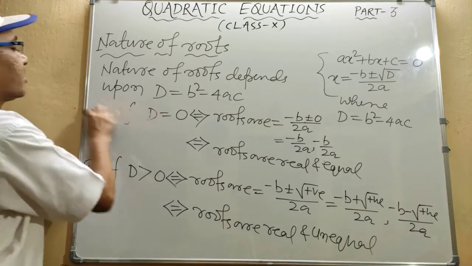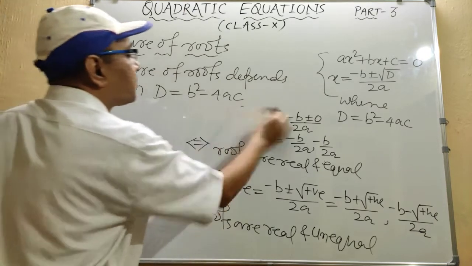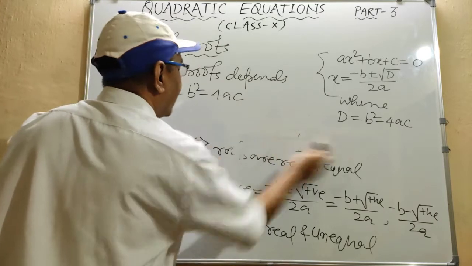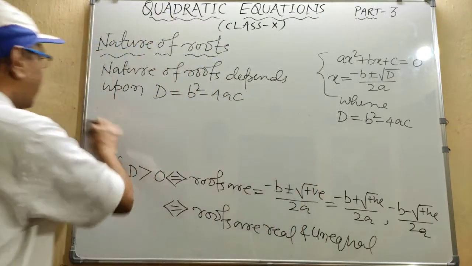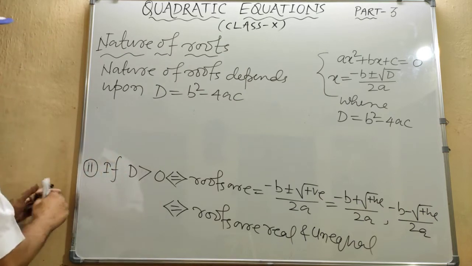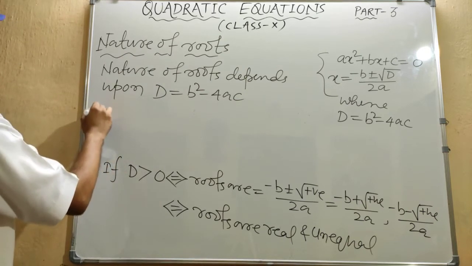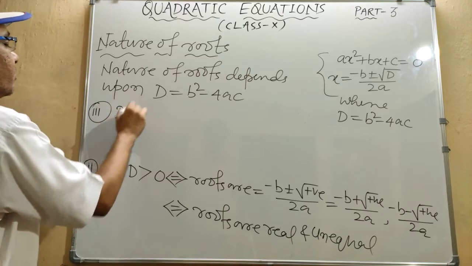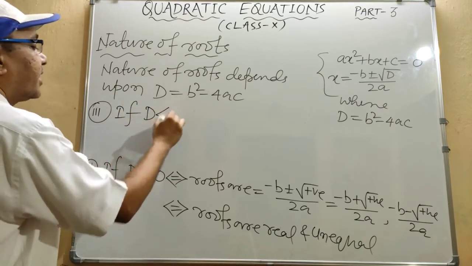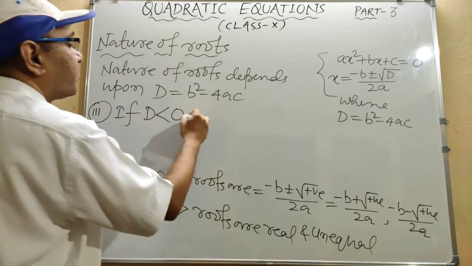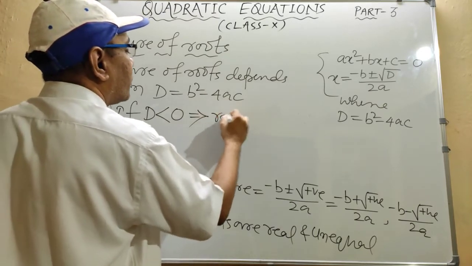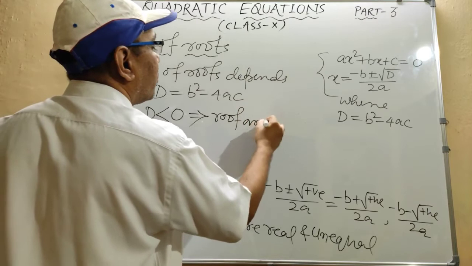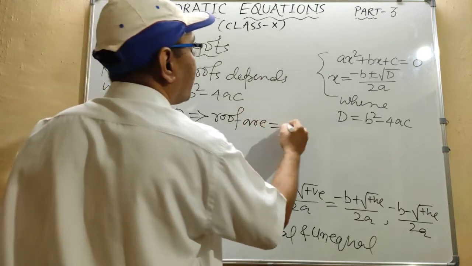There is one more case. If d is negative, then what will happen? This is important. Case third. If your d is negative, तब क्या होगा? Your roots are, what will the roots be?